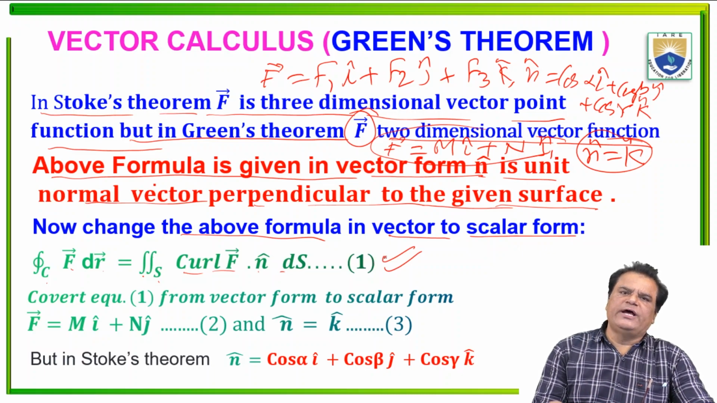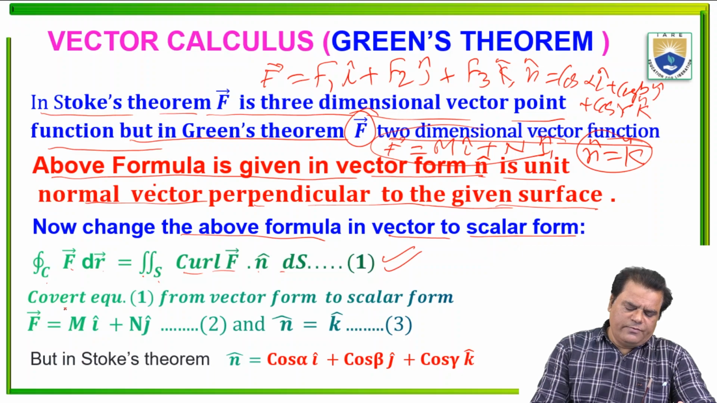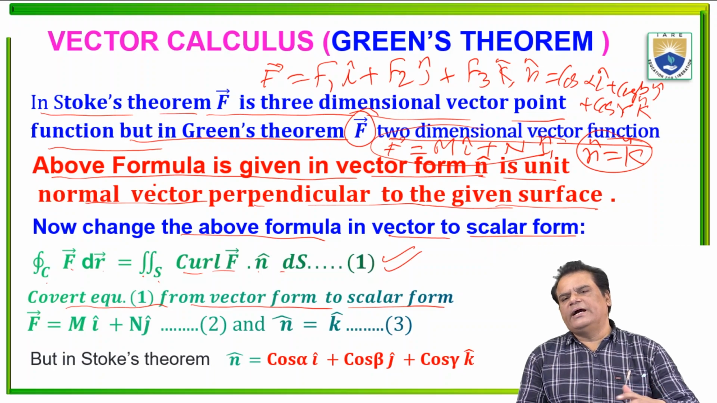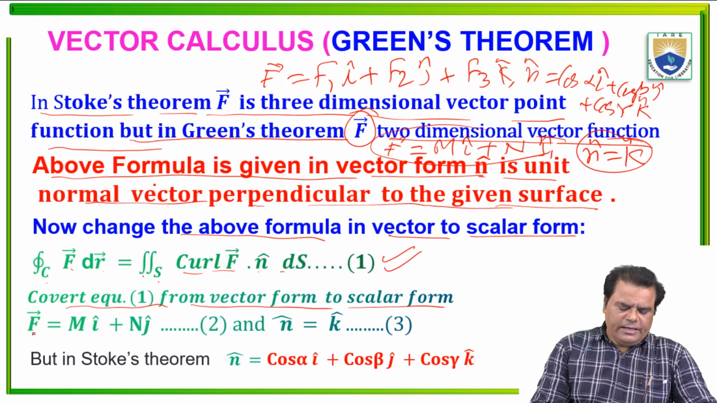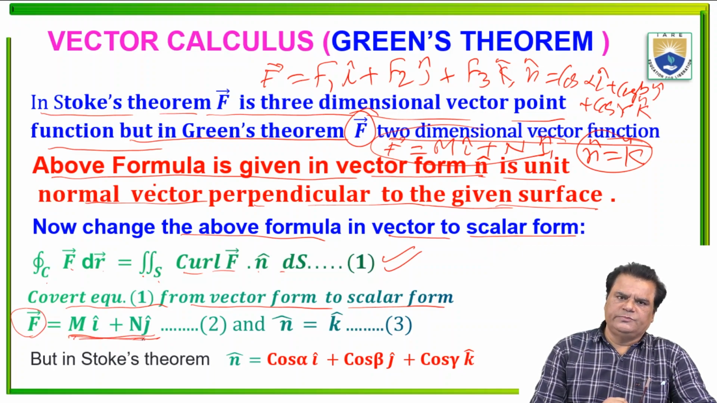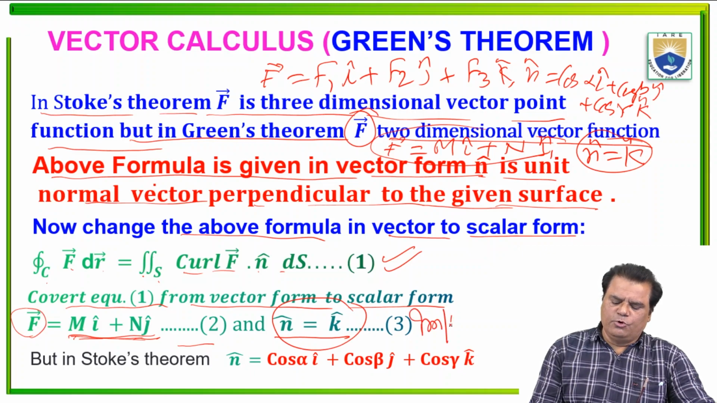But this formula is a two dimensional formula under the surface S. So now convert equation 1 from vector form to scalar form. How can we convert vector to scalar? Here F is any vector point function, given as M into I cap plus N into J cap. It is only two dimensional, only I and J vectors are there, there is no K vector. This is equation 2, and equation 3 is n cap equal to k cap. This is the most important point.